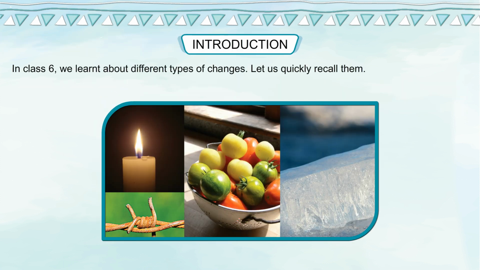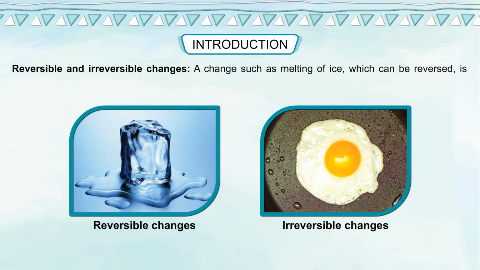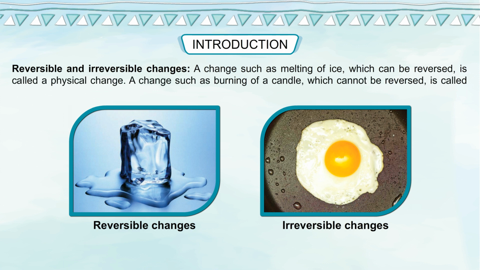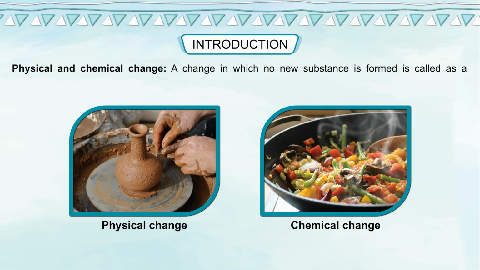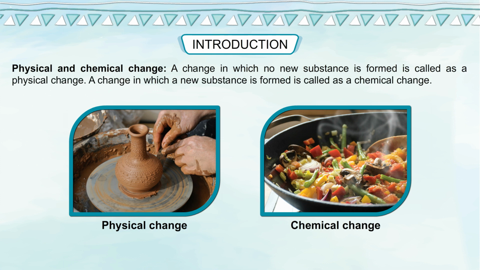Introduction. In Class 6, we learnt about different types of changes. Let us quickly recall them. Reversible and irreversible changes. A change such as melting of ice, which can be reversed, is called a reversible change. A change such as burning of a candle, which cannot be reversed, is called an irreversible change. Physical and chemical change. A change in which no new substance is formed is called a physical change. A change in which a new substance is formed is called a chemical change.